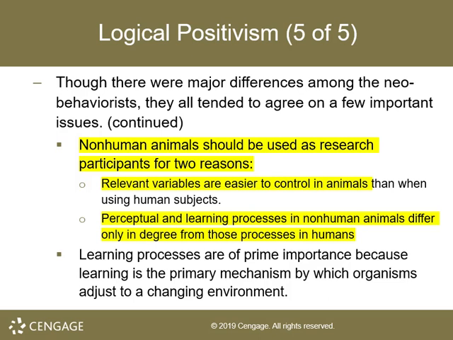So basically the two things are, one, we have greater control over animals, and two, the perceptual and learning processes are basically the same when it comes to humans and non-humans. It's just a matter of degree. Learning processes are of prime importance because learning is the primary mechanism by which organisms adjust to a changing environment. They adjust to the environment via learning.